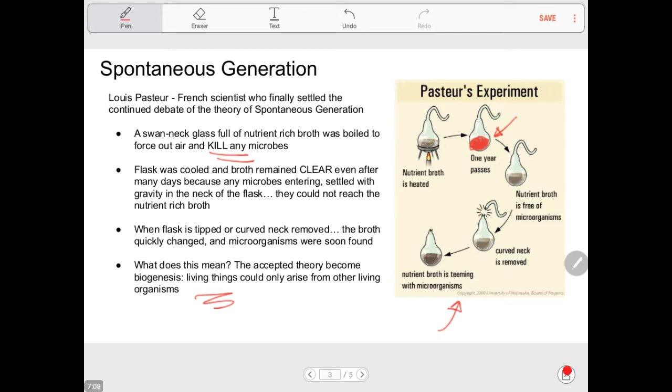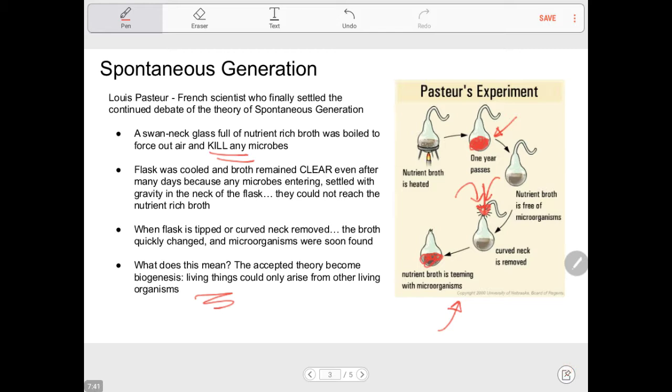So after the 1 year of time, they break off or remove this curved neck. Now it's a straight shot, easy entry into this nutrient-rich broth. And what they found is once this was left exposed and things could get in here, it happened right away. The nutrient-rich broth all of a sudden has tons of microorganisms growing in it. So this is the final example of showing that spontaneous generation was false.